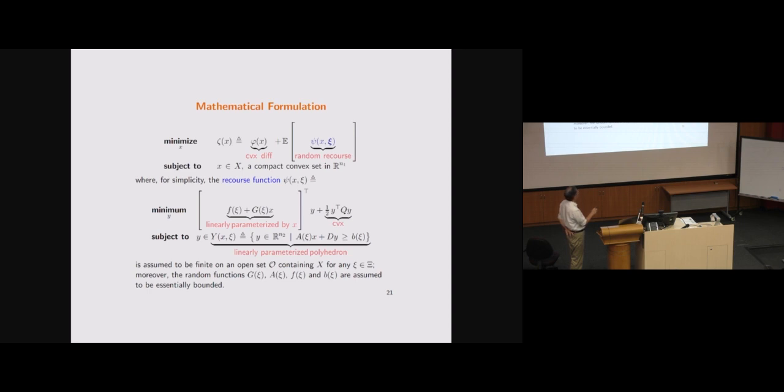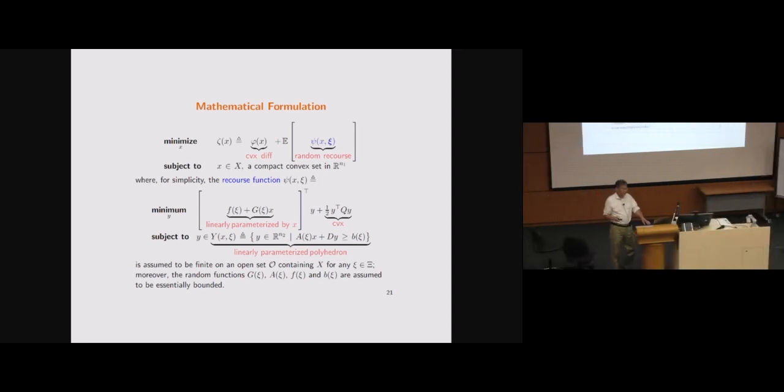Okay. So that's the first topic I prepared. It's two-stage because there's a recourse function, and it's a stochastic program, right? The traditional stochastic program is that you don't have x here. You don't have x in the objective. So that's the first topic. You guys can decide, okay?